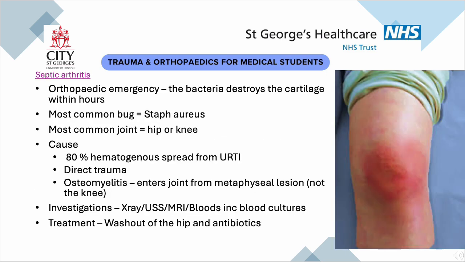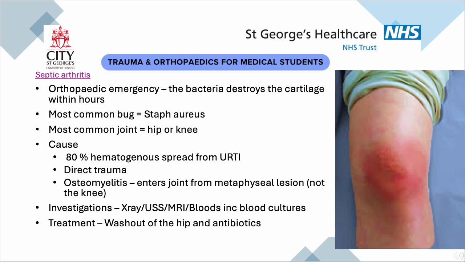Now that is in contrast to septic arthritis. This is what we're always trying to exclude when we land on the diagnosis of transient synovitis. Septic arthritis is an orthopaedic emergency because the bacteria within the joint cause damage to the cartilage within hours. The most common bug is Staphylococcus aureus, and the most common joints affected are the hip or knee. In about 80% of cases, it's haematogenous spread from an upper respiratory tract infection. But we can have other causes such as direct trauma, so an infected cut, sometimes an infected insect bite, or you can have an osteomyelitis, which affects the metaphysis and then enters the joint that way.